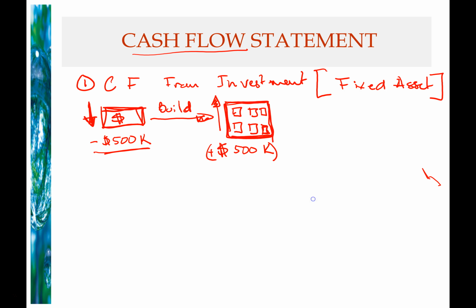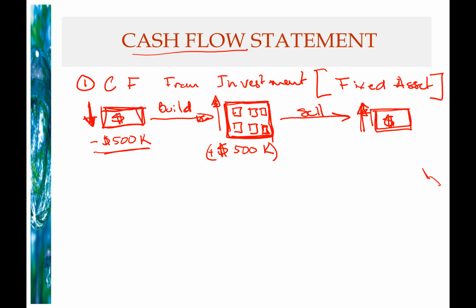Then your cash will increase, right? Then your cash will increase if 5 years later you decide to sell this building. If you sell this building, your cash will increase by the same amount of money that you were able to sell the building for. You might not sell it for $500,000. Maybe the building is worth more, or maybe it is worth less. Whatever amount of money you sell this building for, your cash will increase by the same amount.